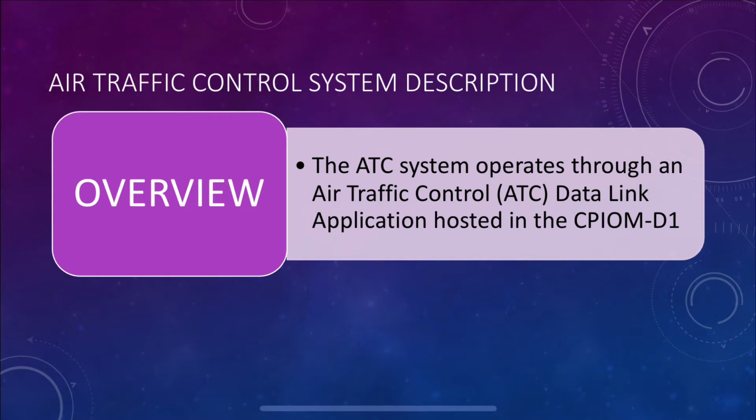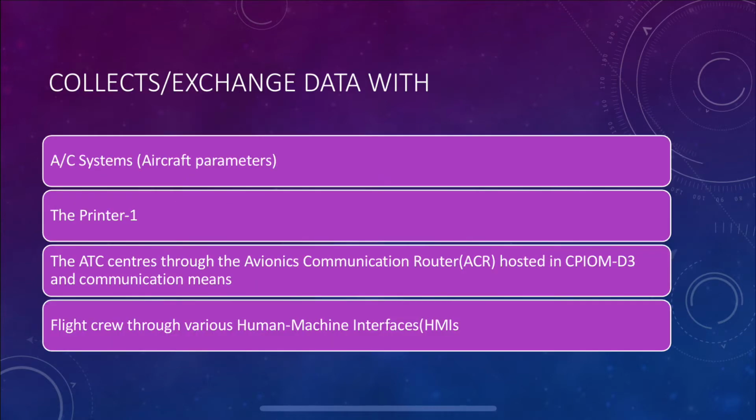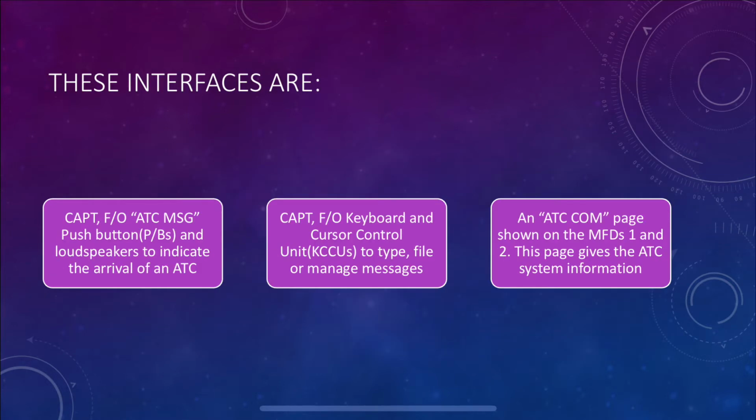tightly coupled control loops. The next slide is this application collects or exchanges data with number one, aircraft system, aircraft parameters. Second one, the printer one. The third one, the ATC centers through the avionic communication router ACR hosted in CPIOM D3 and communication means. Number four, flight crew through various human machine interface, also known as HMIs.